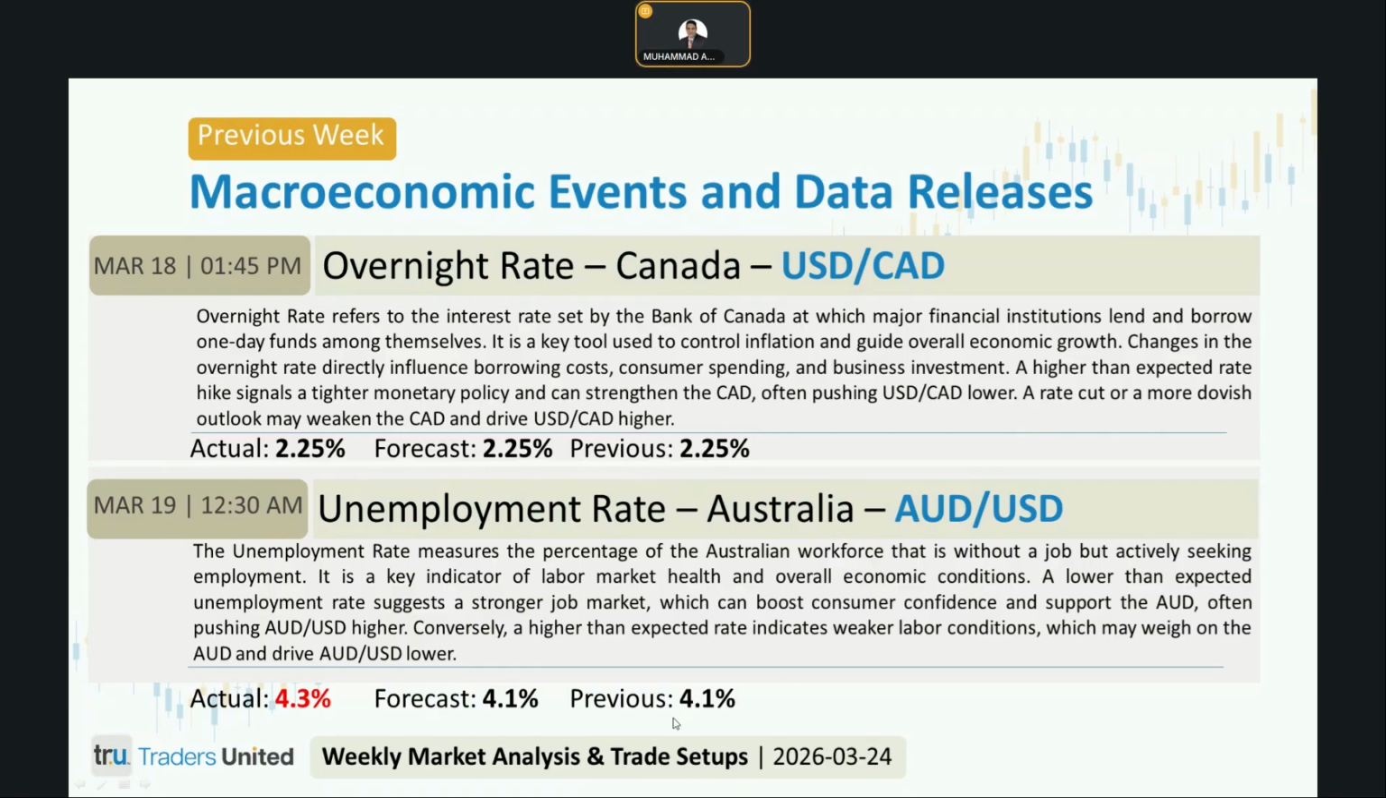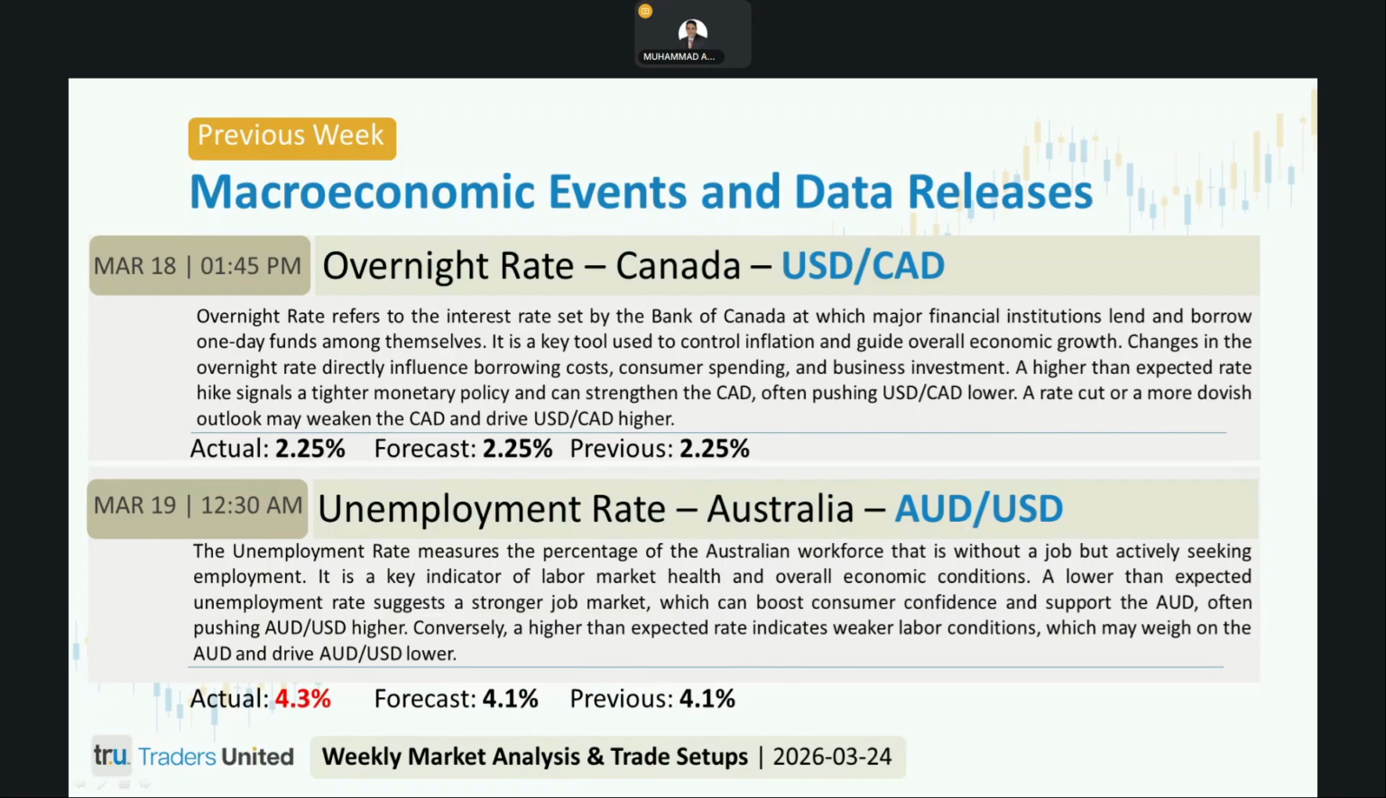Now, the previous number for the unemployment rate was 4.1%. The forecast was also 4.1%, and it actually increased to 4.3%. Australia's unemployment rate came in higher than expected at 4.3% compared to the forecast of 4.1%. This indicated softer labor market conditions than anticipated.